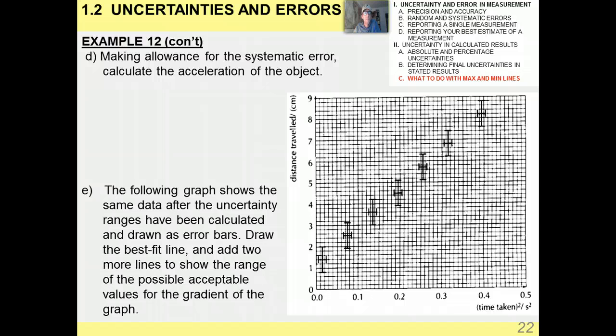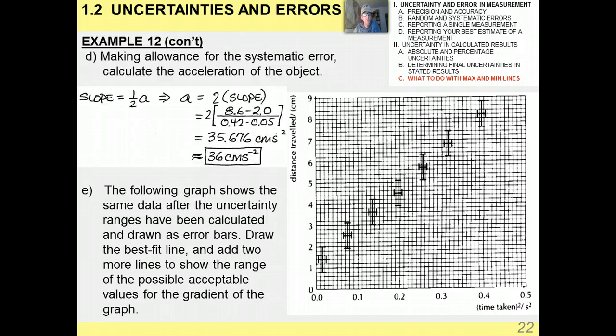Continue. Making allowance for the systematic error, calculate the acceleration of the object. The acceleration is 1/2 a. So you find the slope however you want. Use the most data possible. In this case, I got 36 centimeters per second squared.